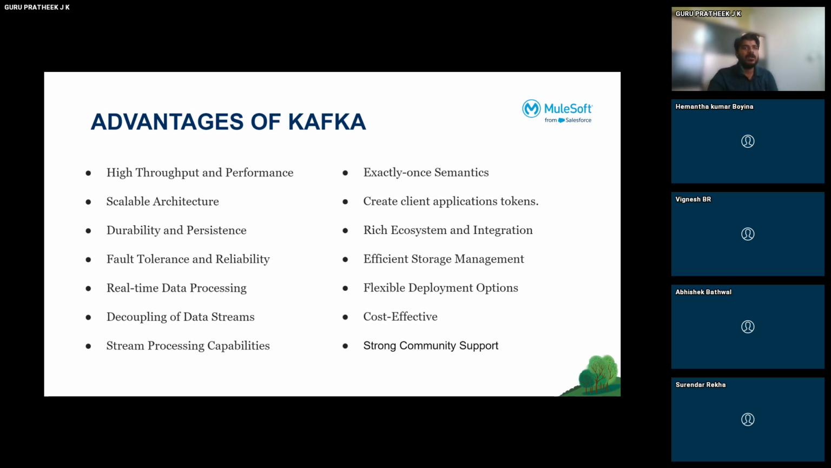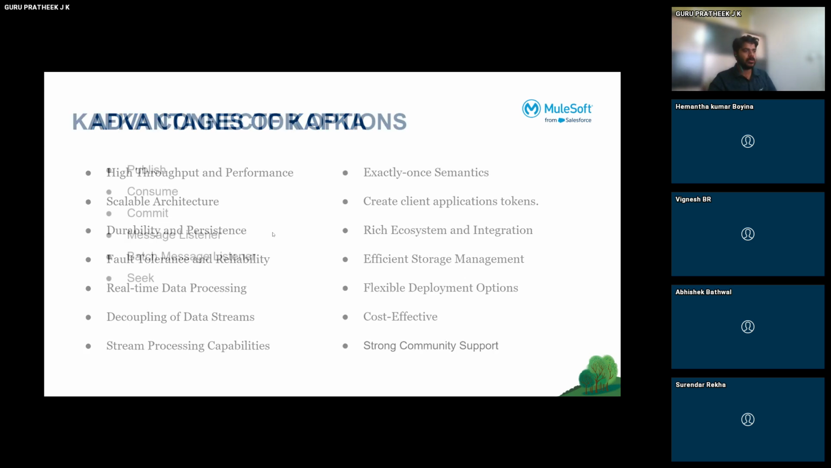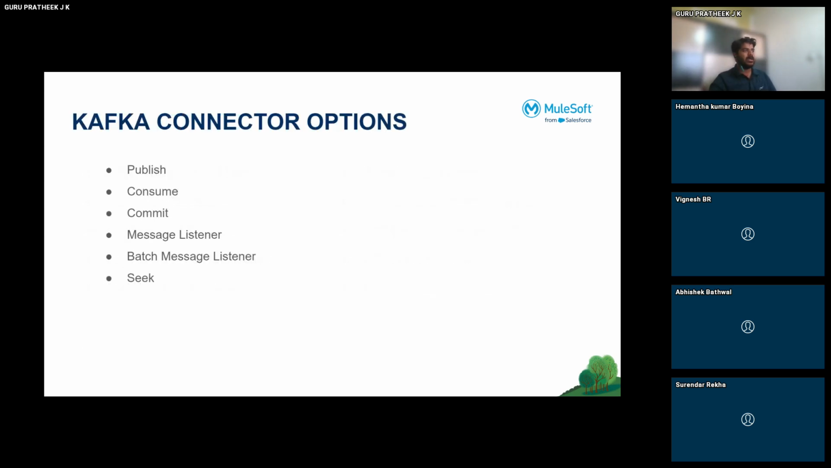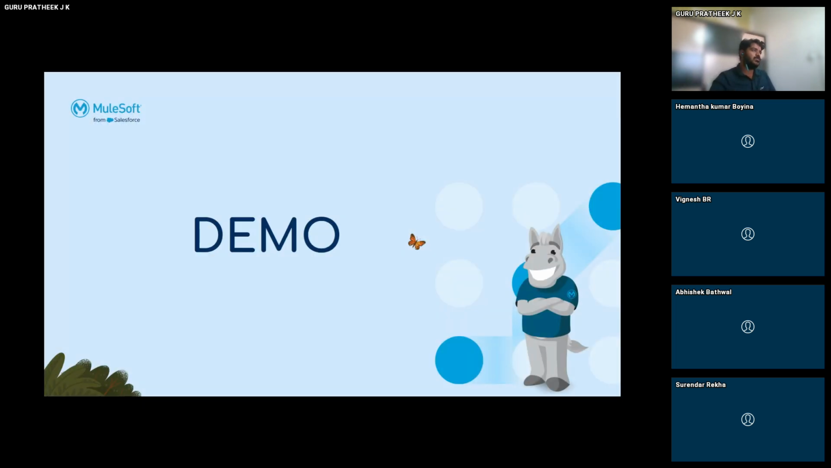Cool. So, can we move on to the connector operations. These are all the types of connector operations which we have in Apache Kafka connector for MuleSoft. We have publish, consume, commit, message listener, batch message listener, and seek. We'll go through all of this in the demo. So let's move on to the demo.